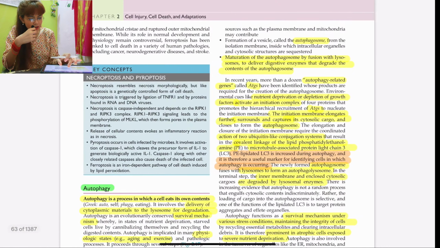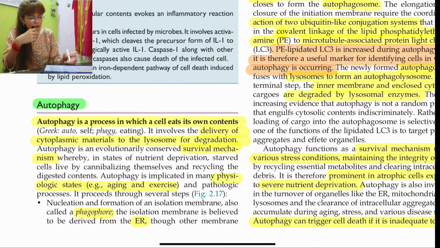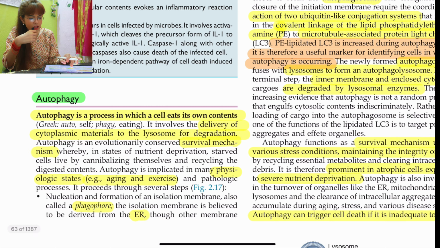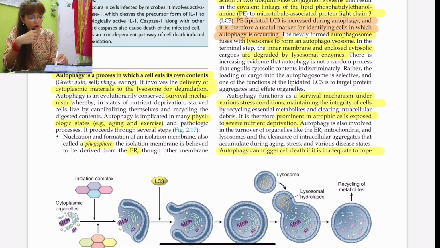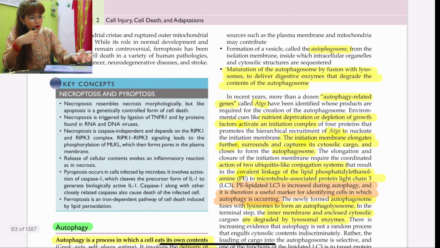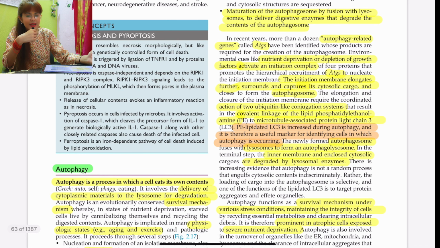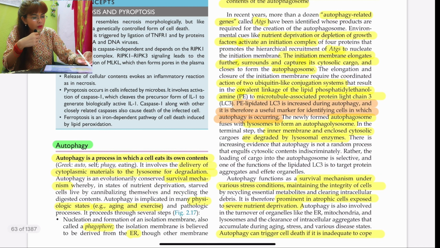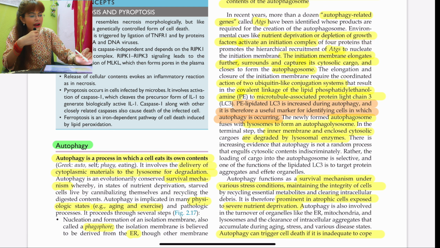Okay, so what is the process now? It involves the delivery of the cytoplasmic materials to the lysosome for degradation. Initially there is formation of something called the phagophore, as you can see. Then ultimately it will fuse with the lysosome, and that will cause degradation of the autophagosome contents. So basically whenever there is a nutrient deprivation or depletion of the growth factors, that will activate an initiation complex, and now the autophagy related genes or the ATGs will get activated.